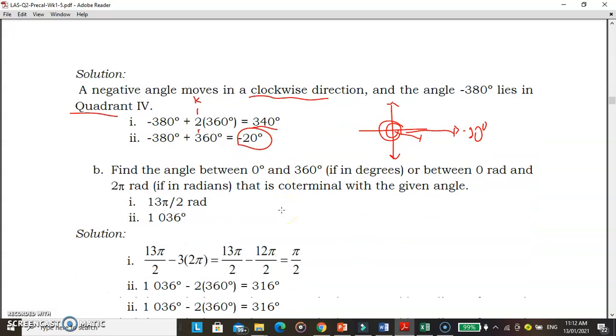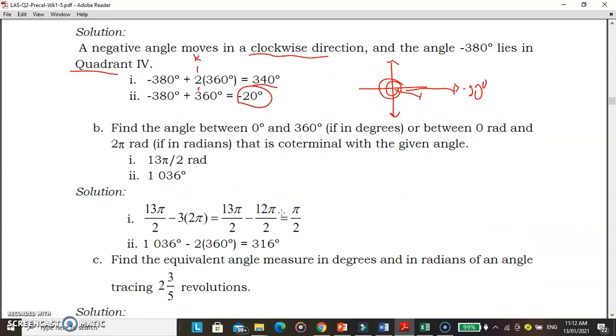Let us proceed to letter B. Find the angle between 0 degrees and 360 degrees if in degrees, or between 0 rad and 2 pi rad if in radians, that is coterminal with the given angles. So we have 13 pi over 2 rad and 1036 degrees. So the first is in radian form. And we all know that in radian form, 2 pi is equal to 360 degrees.